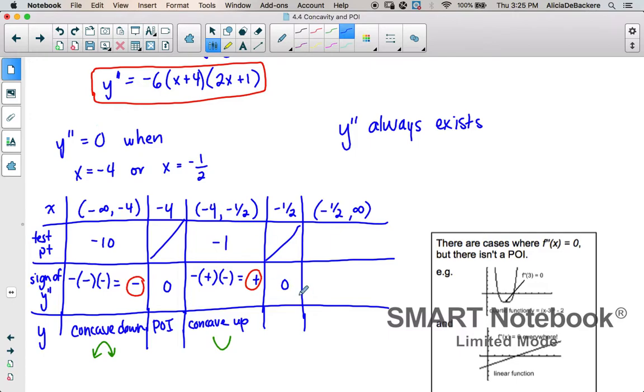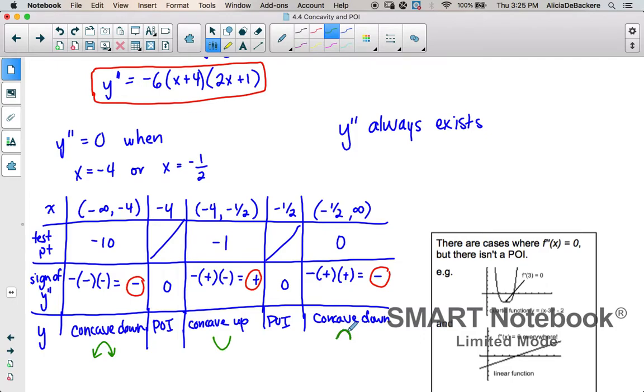-1/2 also came from where the second derivative equals 0. I'm suspicious that maybe there's a point of inflection here, but I need to make sure that the sign switches across that point. So picking some number bigger than -1/2, I'm going to pick 0. Plugging it in here, I'm going to get -6 times +4 times +1, and altogether that comes out as a negative answer. And so I'm concave down in this section since the second derivative is negative. And that tells me that I do have a point of inflection because I switched from positive to negative here.